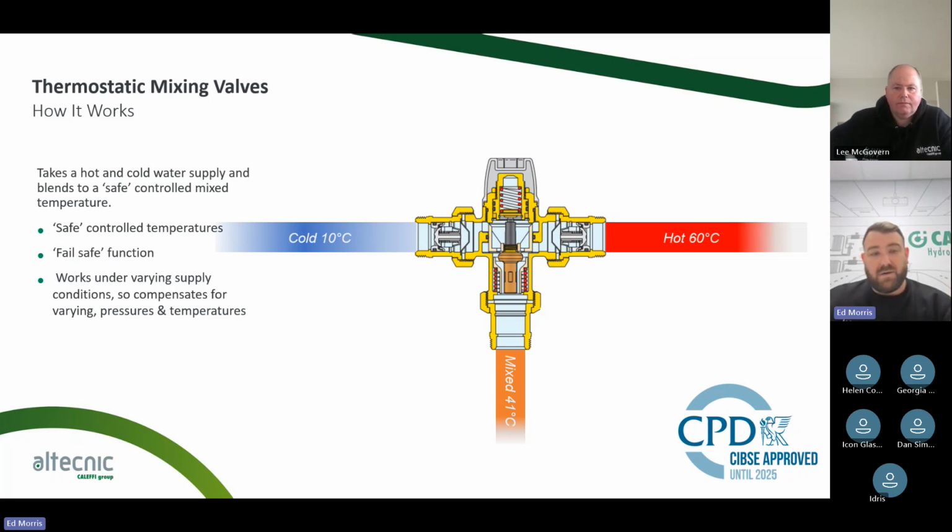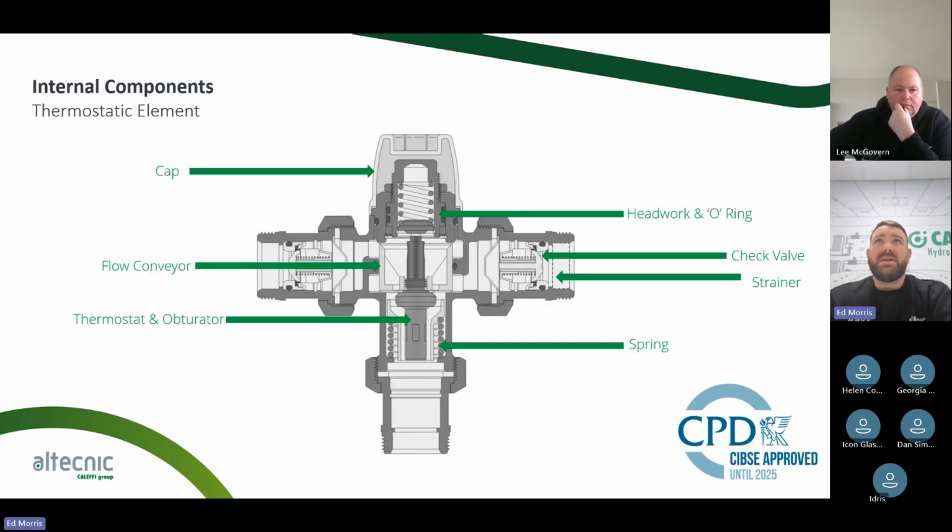But it's very simple. We take cold water, we take hot water, and we blend it down to a safer temperature, as we can see there through that cutaway example on screen. So with the internal components that we have in a thermostatic mixing valve, obviously we've got the protection cap. The cap is in there to make sure that nothing can damage the valve, but also it can't just be adjusted or damaged by mistake. The headwork and the O-ring.